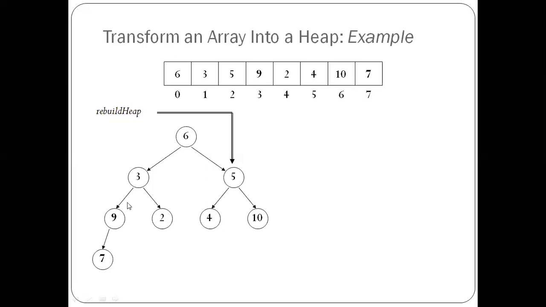Which is the next parent? 5 is the next parent. Is it satisfying the heap property, the parental dominance property? No, it is not satisfying it. In that case, what do you have to do? You should find out which of its children has the larger key value. 10 has the larger key value. So you exchange the parental node with the larger value of its children. So 5 and 10 you should exchange.